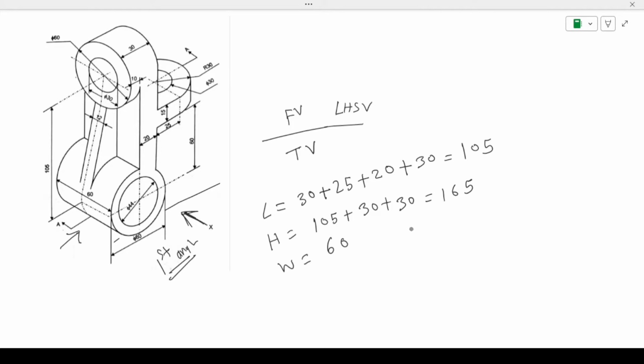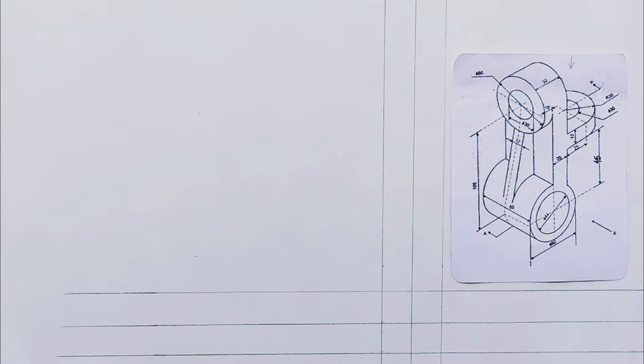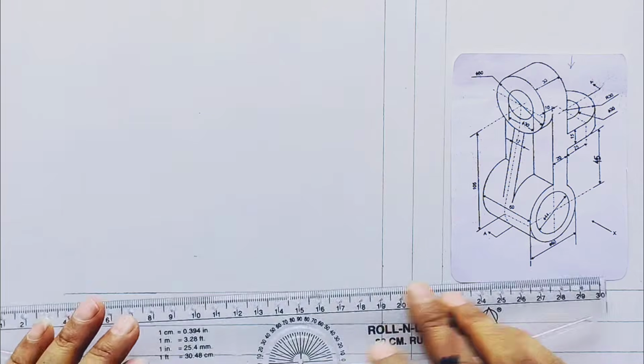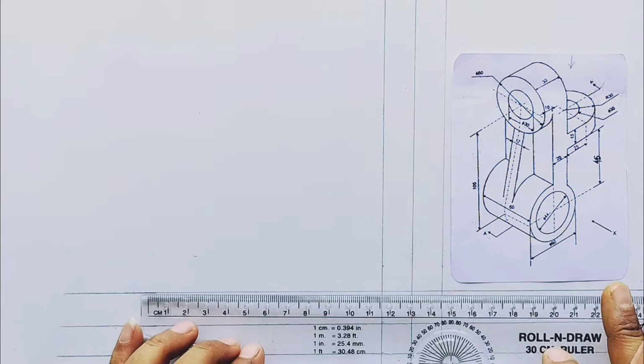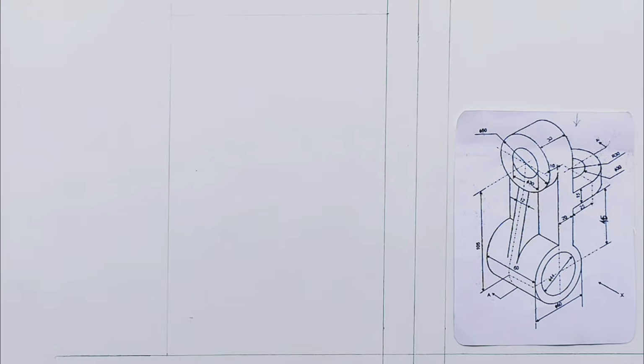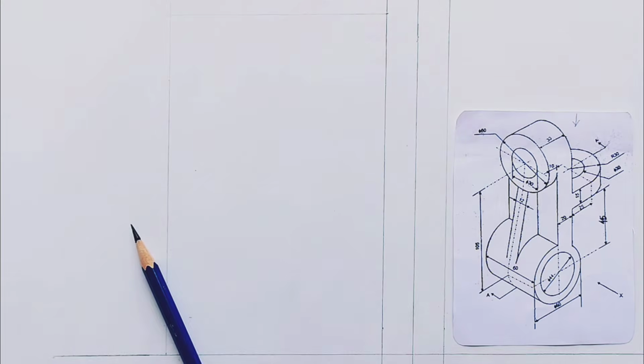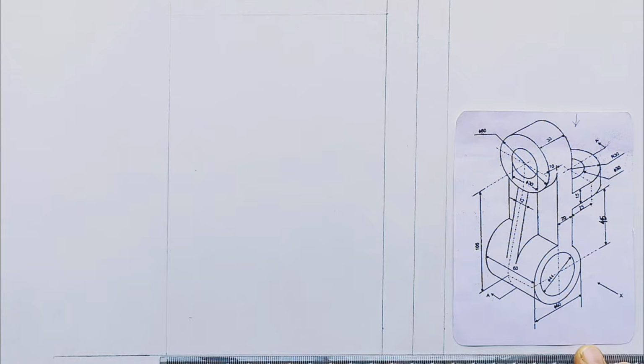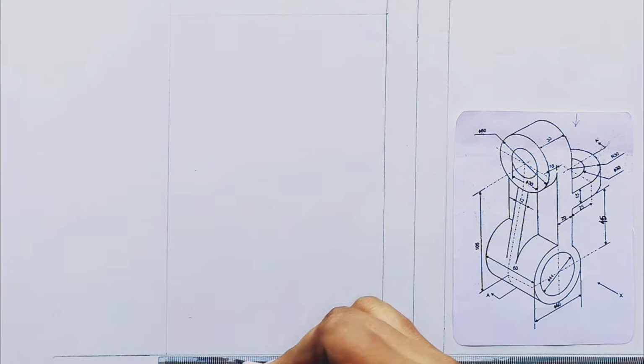So let's start our actual construction. First of all, draw the rough box so you will get a clear idea that our front view will fit in that box. The total height of the object is equal to 165 and the length is equal to 105. So make a rough box. Then let's start with the lower cylindrical part.